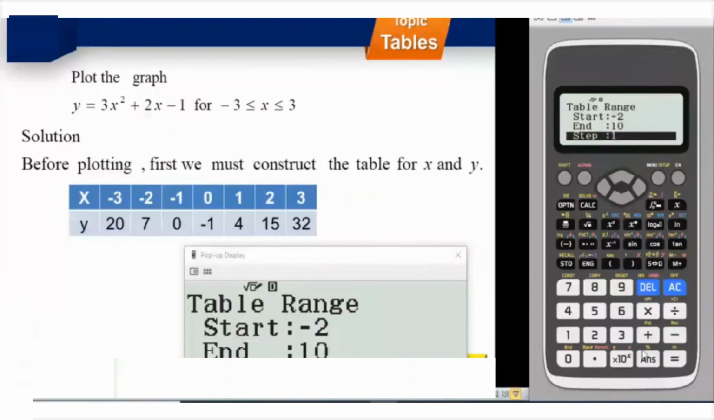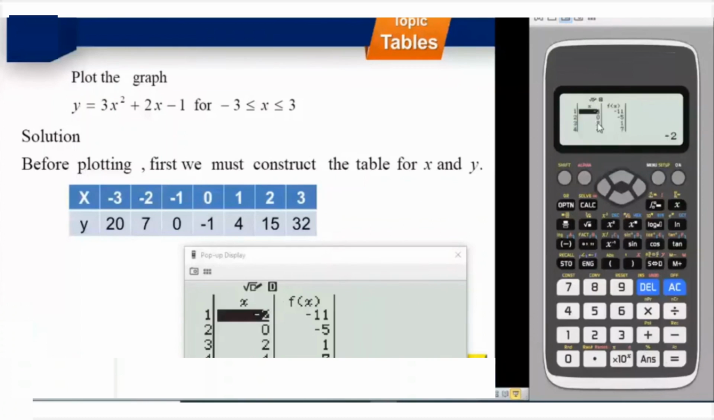So when I press equals to, see the difference now. Minus 2, 0, 2, 4, 6, 8, 10. So a step of 2 means the values of x will have a difference of 2 between each other. Minus 2, 0, 2, 4, 6, 8, so on and so forth. Am I clear?